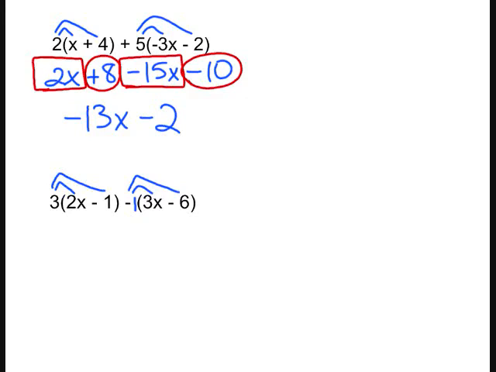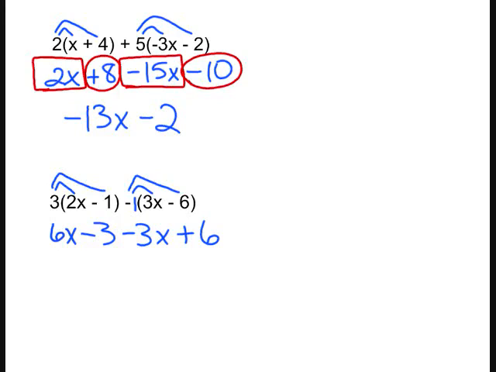So going back to the beginning, 3 times 2x gives me 6x. 3 times negative 1 gives me a negative 3. And then we're distributing the negative 1. So negative 1 times 3x gives me a minus 3x. And negative 1 times 6 gives me a positive 6.